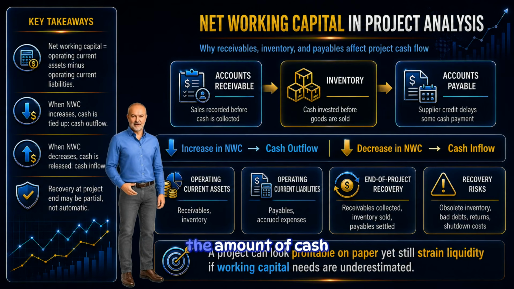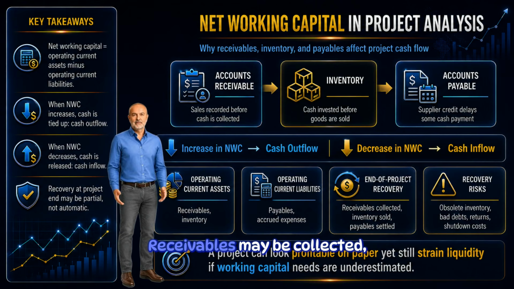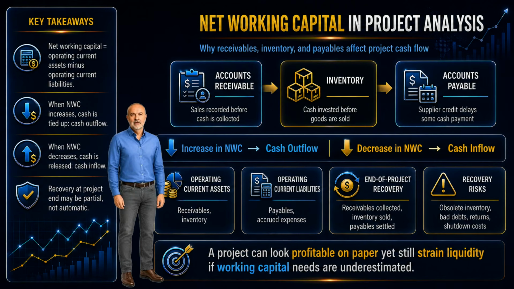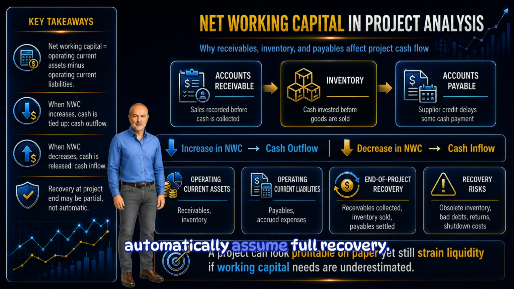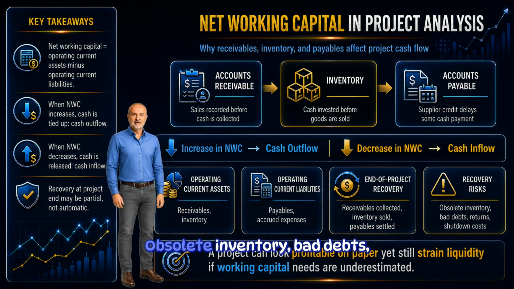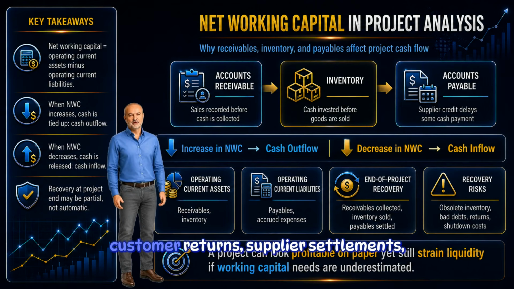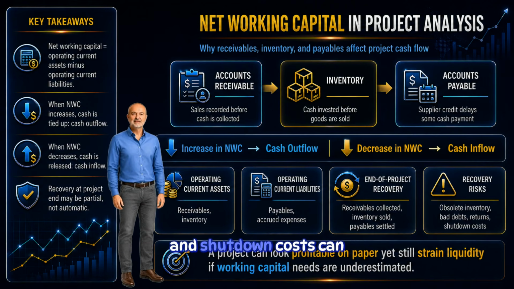Supplier credit can reduce the amount of cash tied up because accounts payable allow the firm to delay some cash payments. But supplier credit does not eliminate the need to model working capital carefully. At the end of a finite life project, some working capital may be recovered. Receivables may be collected, inventory may be sold, and payables may be settled. But managers should not automatically assume full recovery. Obsolete inventory, bad debts, customer returns, supplier settlements, and shutdown costs can reduce actual recovery.